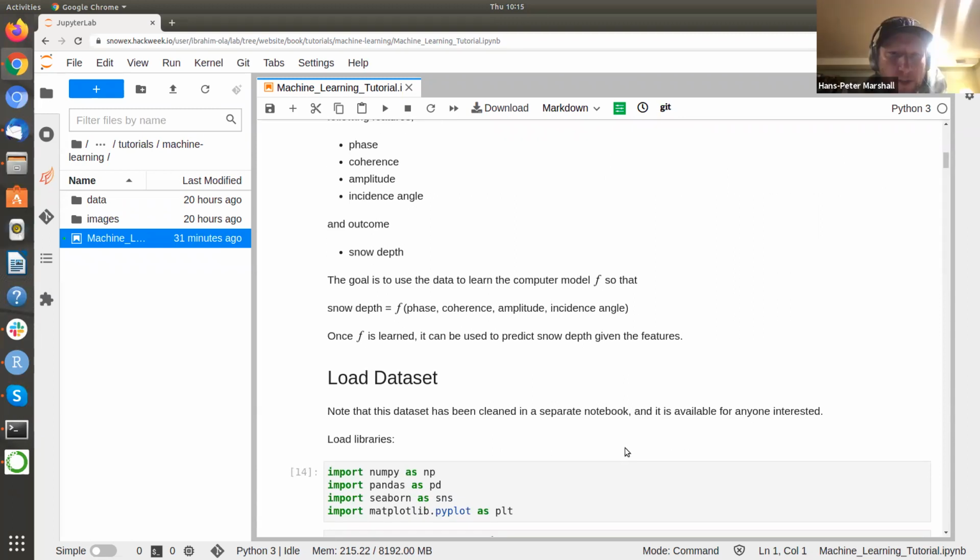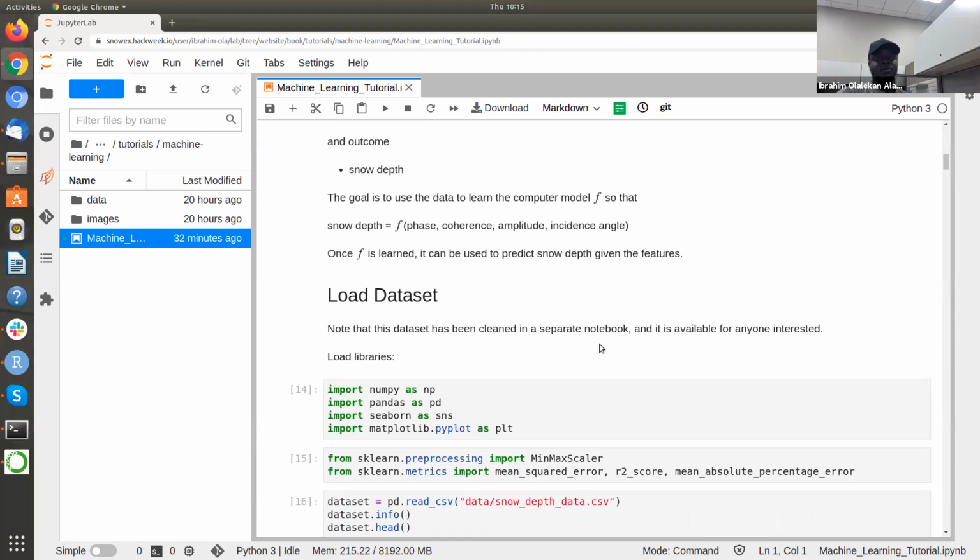Ibrahim, sorry to interrupt, just to give people a little bit of context there. The phase, coherence, amplitude, and incidence angle are from UAVSAR, from the InSAR observations over Grand Mesa, and then the outcome, the calibration and validation piece, is the snow depths from the LiDAR. Great job, Ibrahim. I just want to give that context. Go ahead. Yeah, thank you.